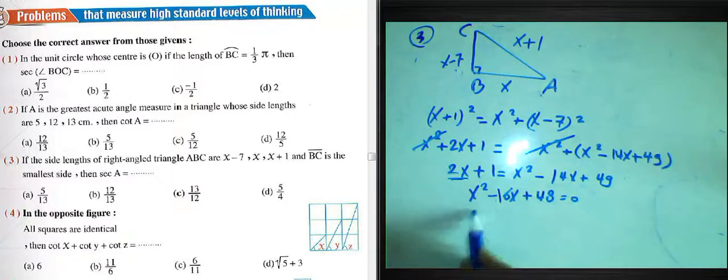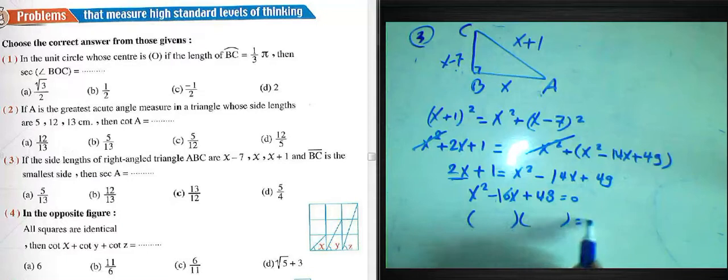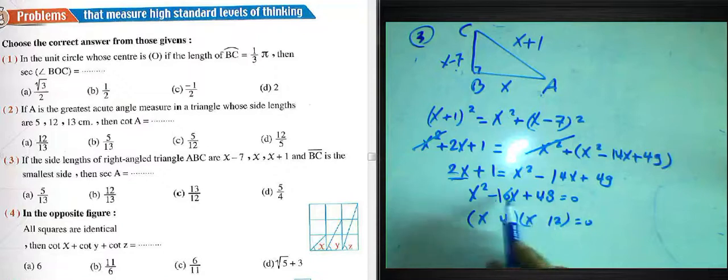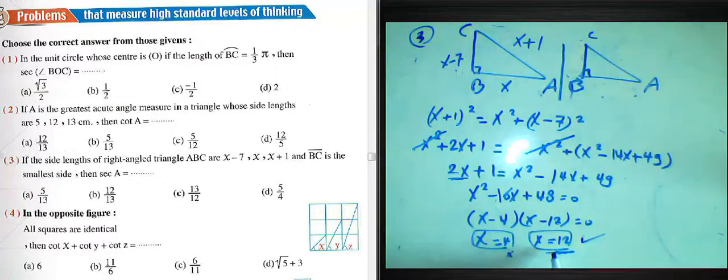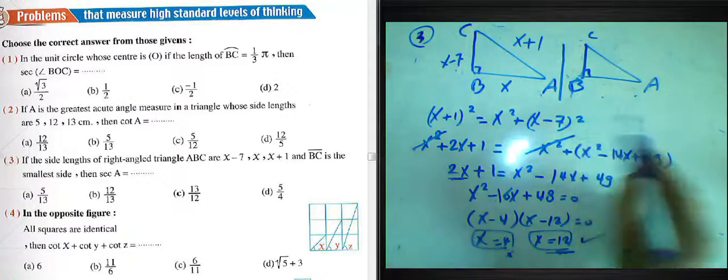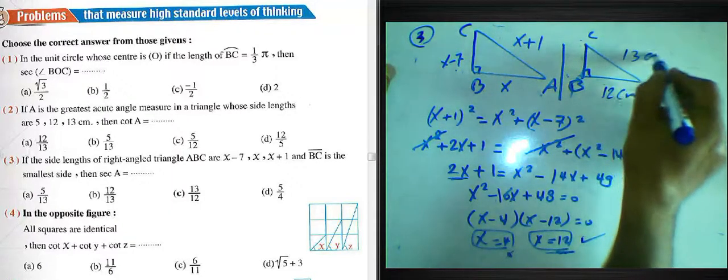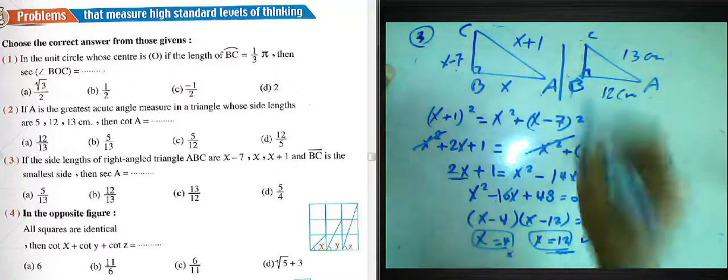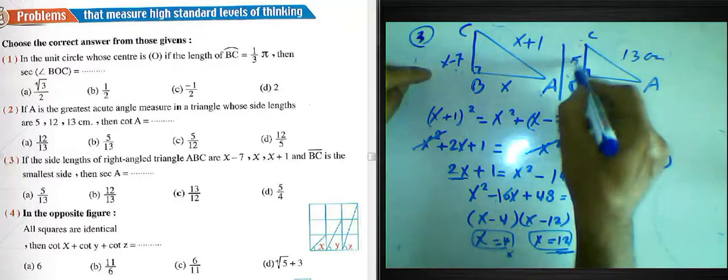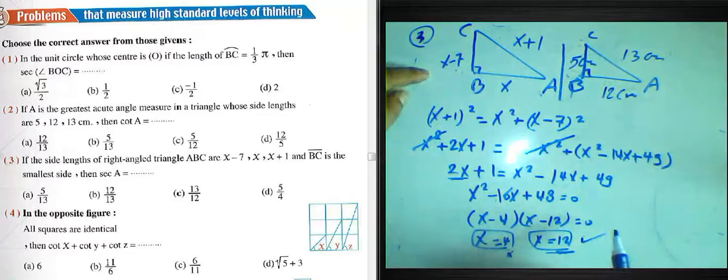We can factorize it: x and x, 4 times 12 equals 48, and the sum of the two numbers 4 and 12 equals 16. Right, negative and negative. So x will be 12. Put 12 here: 12 centimeter, 13 centimeter, because 12 plus 1 equals 13, and 12 minus 7 equals 5 centimeter. Okay, you want to find sec A.